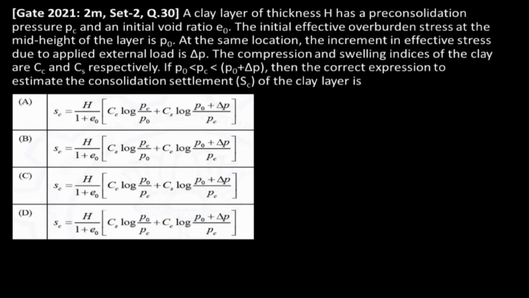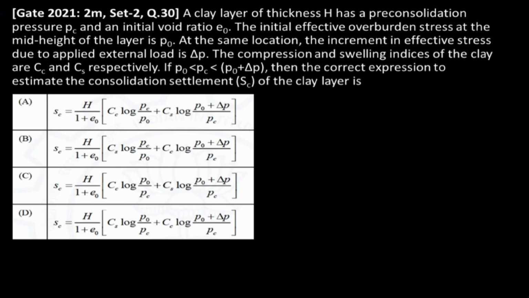If you see this question, they have given that a clay layer of thickness H has a pre-consolidation pressure Pc and initial void ratio e naught. The initial effective overburden stress at the mid height of the layer is P naught. At the same location, the increment in effective stress due to applied external load is delta P. The compression and swelling index of the clay are Cc and Cs respectively. If P naught is lesser than Pc, which is lesser than P naught plus delta P, then the correct expression to estimate the consolidation settlement of the clay layer.